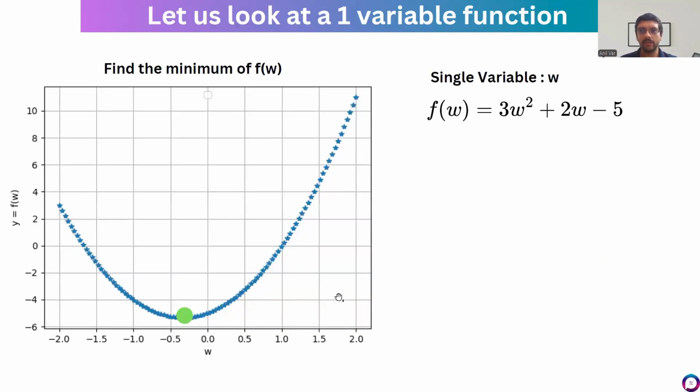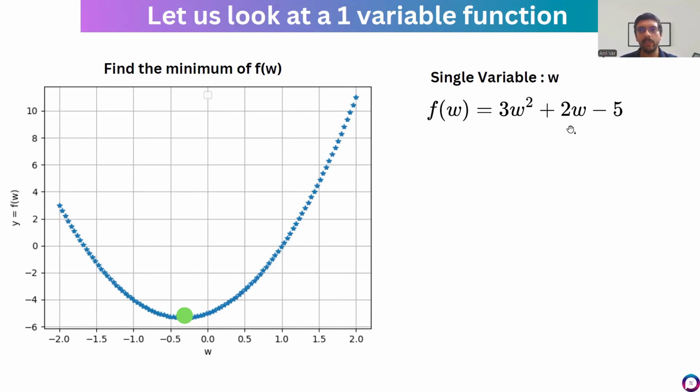Let's look at a mathematical problem. So think of this as that cliff, only it's quite simple. It's one dimensional. So your only variable is W. So all you can do is increase W or decrease W. And depending on that, your function in this case is going to change.